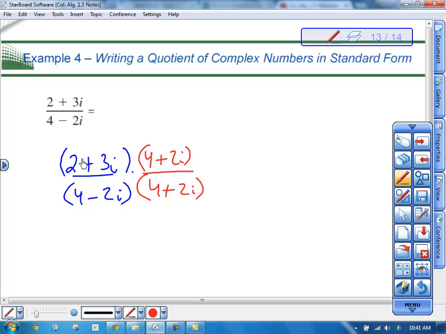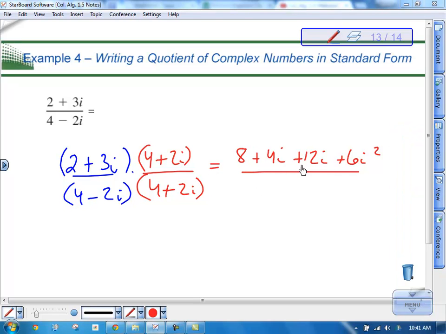And you have to FOIL all this out. So 2 times 4 in the top is 8. 2 times 2i is 4i. 3i times 4 is 12i. And 3i times 2i is 6i squared. So we can simplify this. i squared is -1, so that'll be -6 plus 8, which is just 2. And then 4i plus 12i, which is 16i in the top.